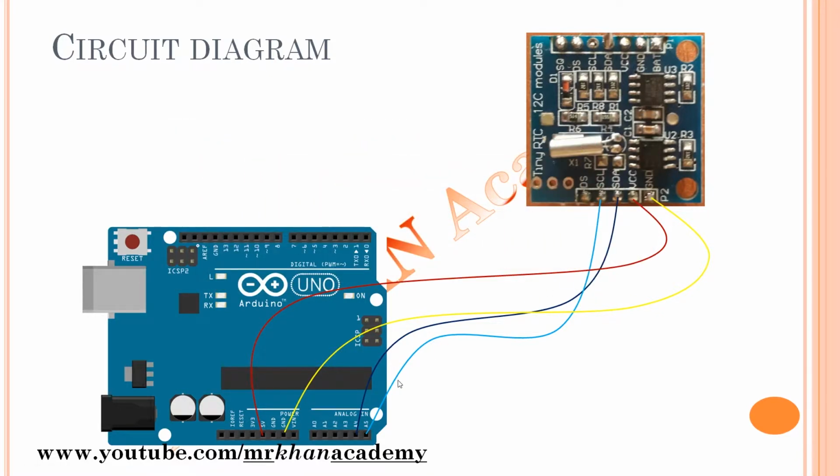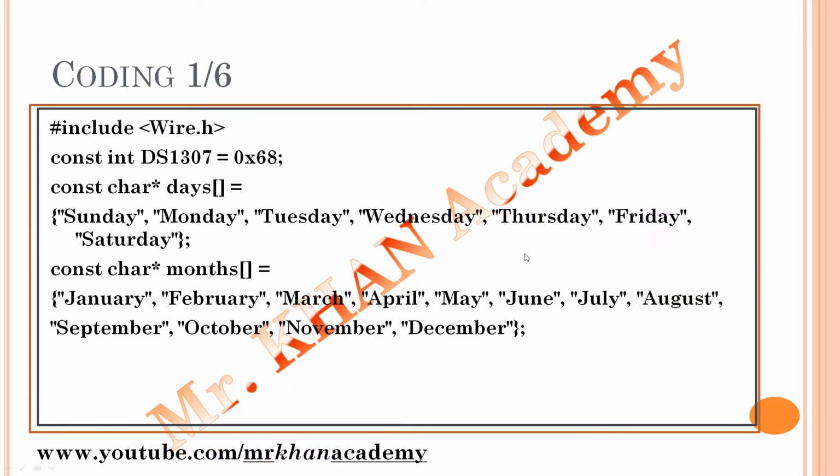Because of that, SCL connects with A5 and SDA will connect with A4. VCC goes to 5 volt and ground to ground.